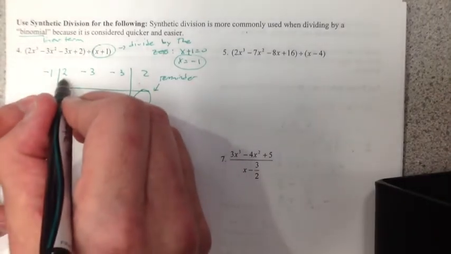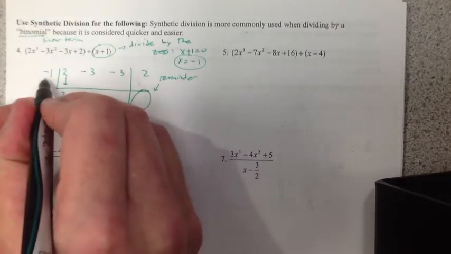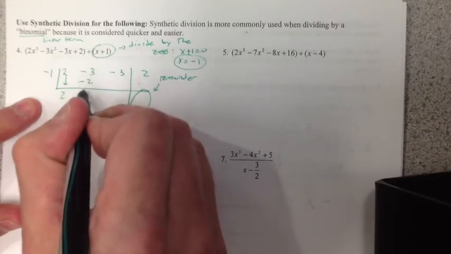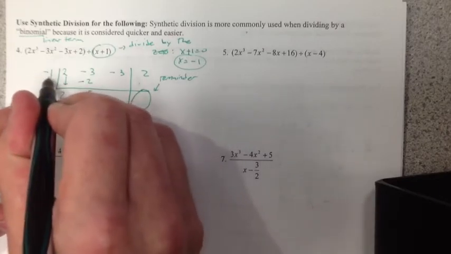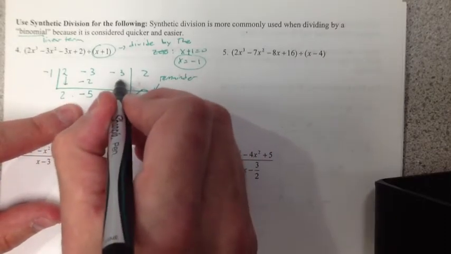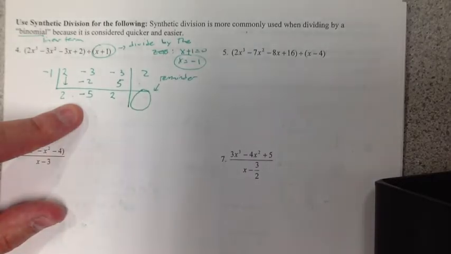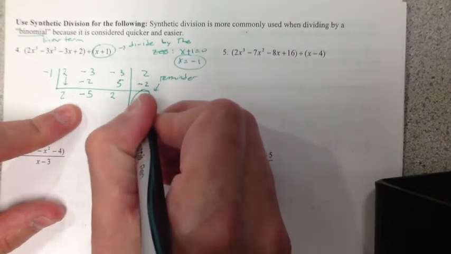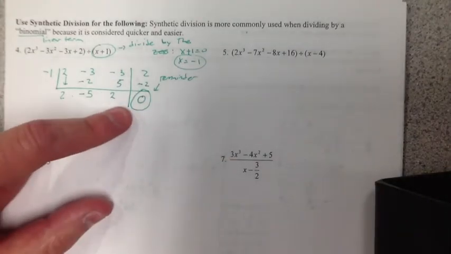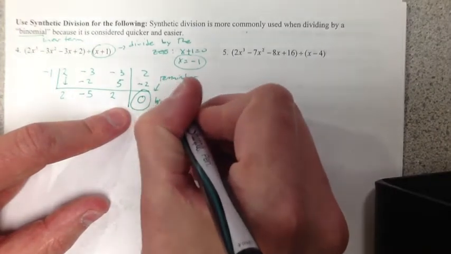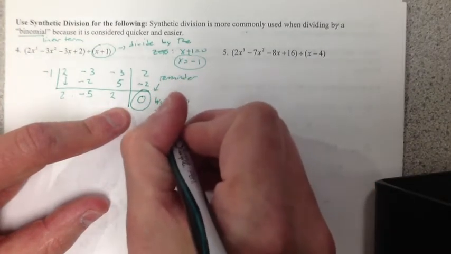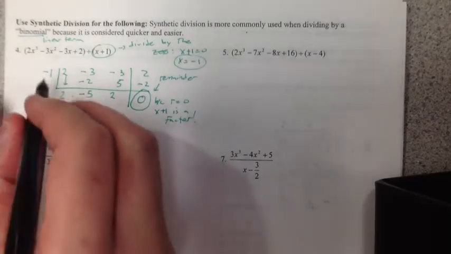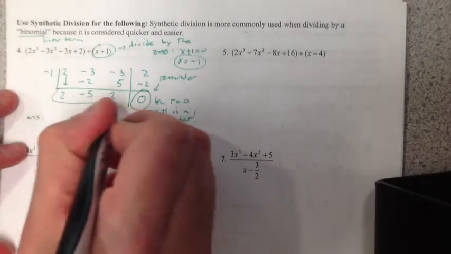Now, our first rule, you may recall, bring down the 2. And then we're going to multiply. Negative 1 times 2, negative 2. Combine. Negative 3 minus 2, negative 5. Multiply. Negative 1 times negative 5 is positive 5. Combine, we get 2. Multiply negative 1 times 2, that goes up here, we get negative 2. And combine, we get 0. Now, we get a remainder of 0 because the remainder is 0. X plus 1 is a factor.